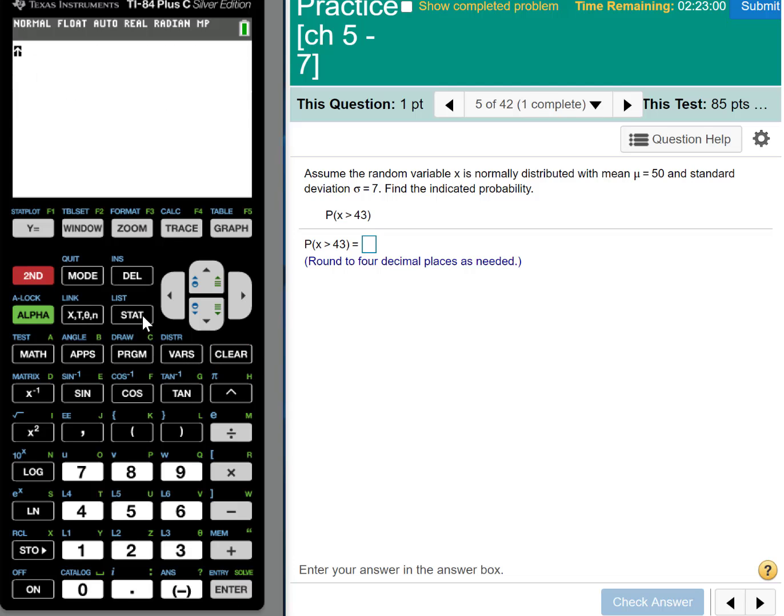So go second, distribute, normal CDF. We don't use normal PDF. Okay, greater than 43, so the lower is 43. The upper, the sky is the limit. The mean is what? You are given the mean 50 and the standard deviation is 7. So when you ask about probability of X, you will be given the mean and the standard deviation. And here you go, you get the answer right there.